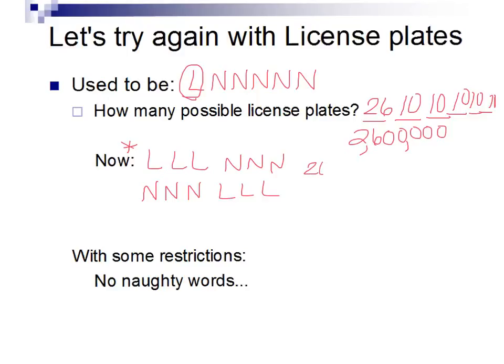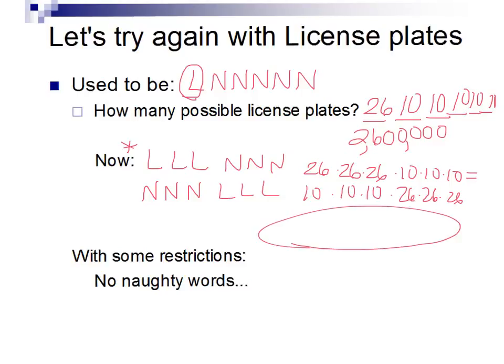You'd have 26 times 26 times 26, because you can repeat, times 10 times 10 times 10. Or you could go 10 times 10 times 10 times 26 times 26 times 26. Well, you're going to get the same thing either way. So if you find out what this equals and then just double it, you'll get the number of license plates that are available now. And it's more like 35 million or something like that instead of 2 million. So there are a lot more license plates available than there used to be.